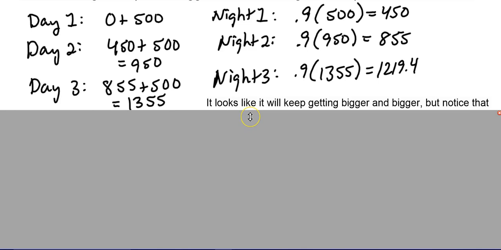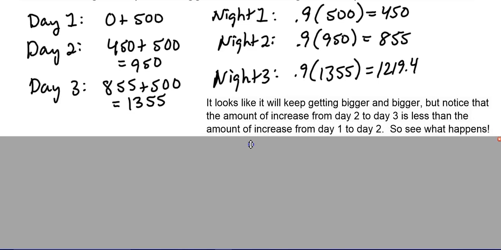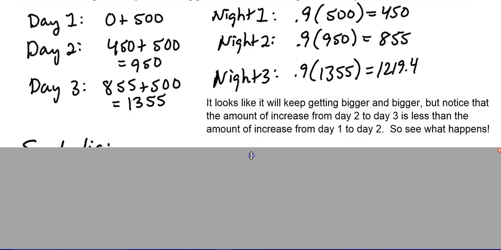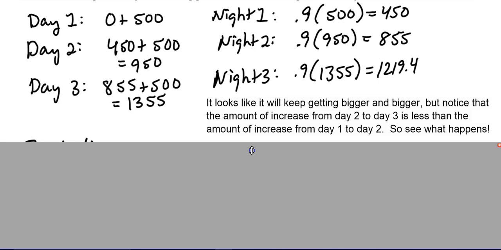So it didn't increase by the same amount. So maybe if this trend goes down, we'll notice that this might work after all. Okay, so let's look at what we did here. Every time we start by adding the 500.